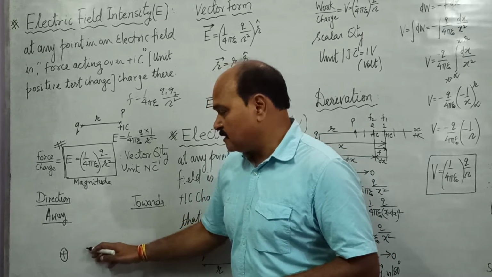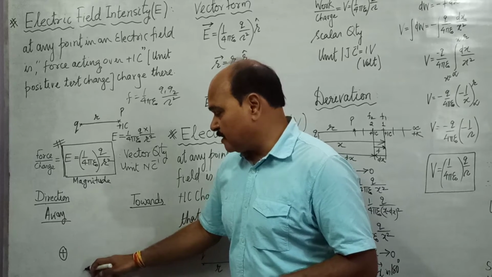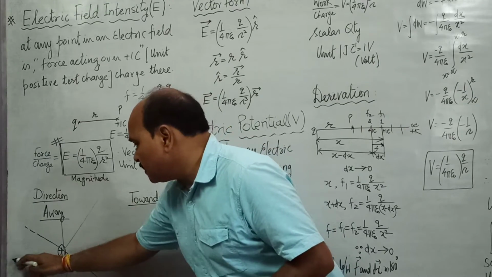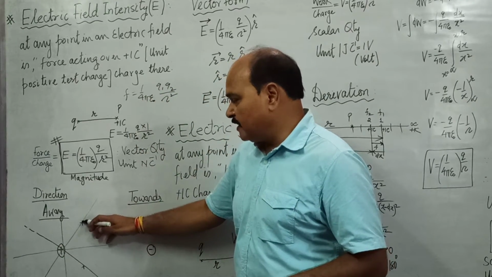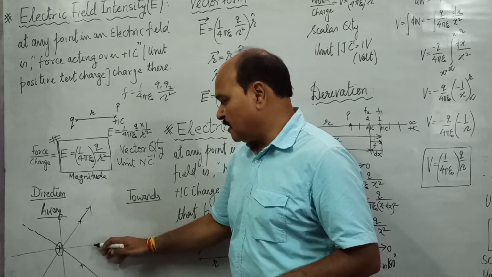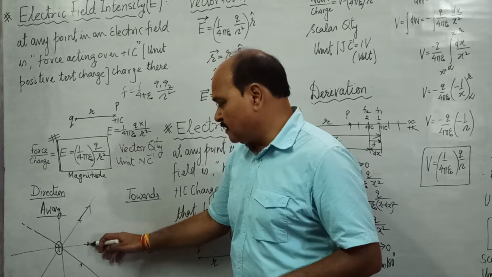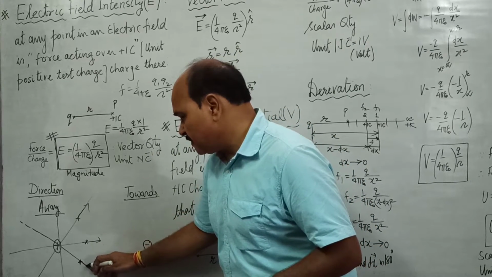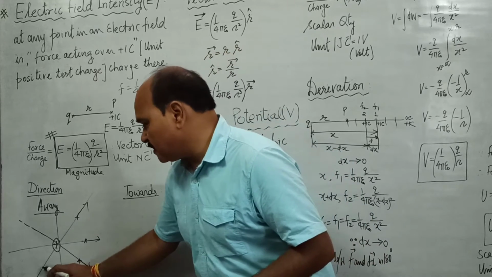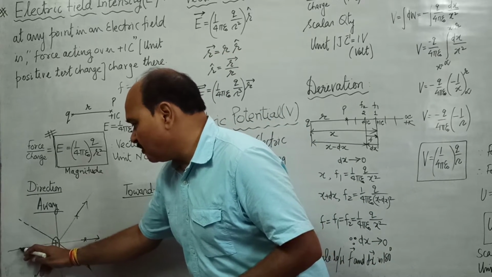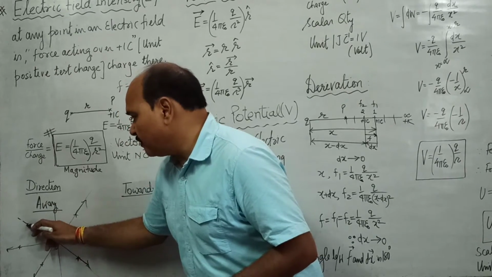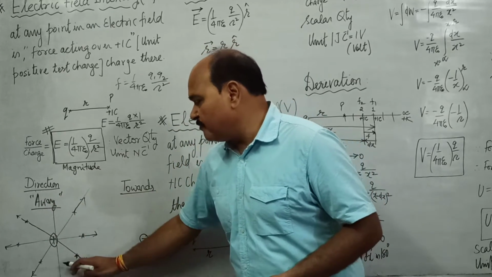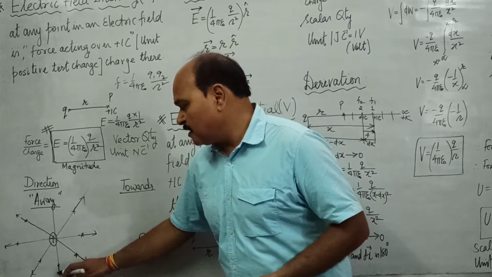This is a positive charge, say a point positive charge. At any point around a point positive charge, the direction of electric field is along the line joining the point and the charge and away from the charge. Like here, electric field intensity is going to be in this direction. Like here, in this direction. Here, electric field intensity is going to be in this direction. So everywhere, all around a positive charge, the direction of electric field intensity is along the line joining the point and the charge, away from the charge. Just remember the keyword away. So that's how we draw the field vector at any point around a positive charge.